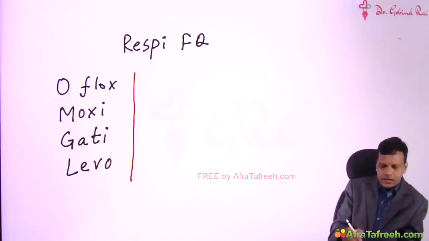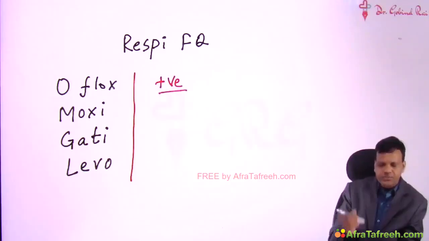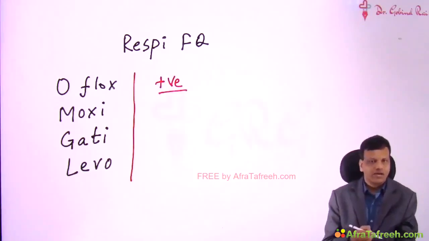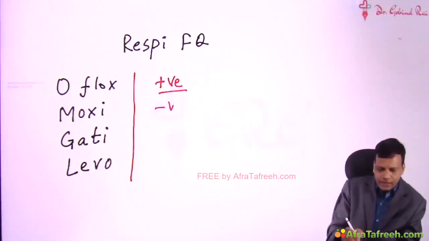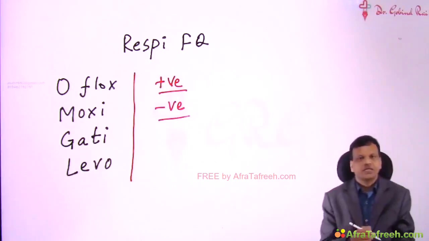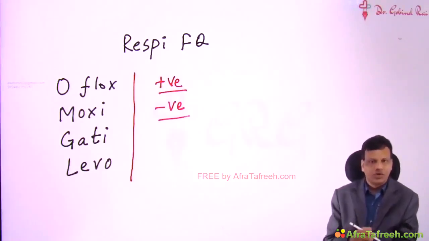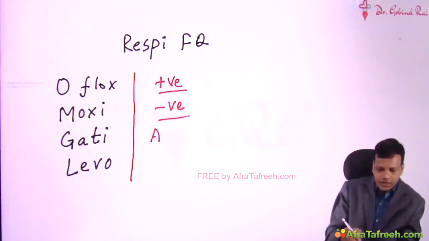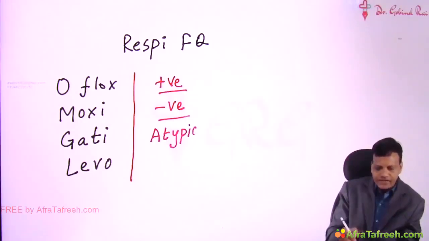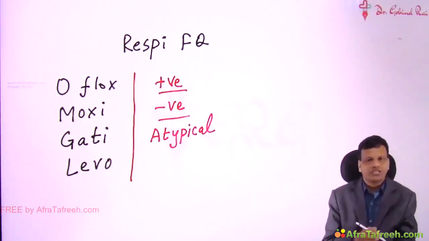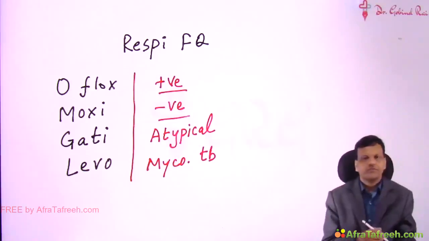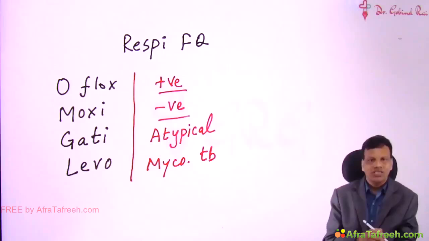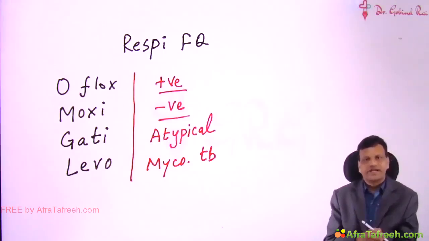They can kill gram-positive bacteria causing respiratory tract infection like Staphylococcus, Streptococcus, Pneumococcus. They can kill gram-negative bacteria like Klebsiella, Pseudomonas, Proteus. They can even kill atypical bacteria like Mycoplasma, Chlamydia, etc. And they can even kill Mycobacterium tuberculosis. So basically, they can kill all the bacteria which cause respiratory tract infection.